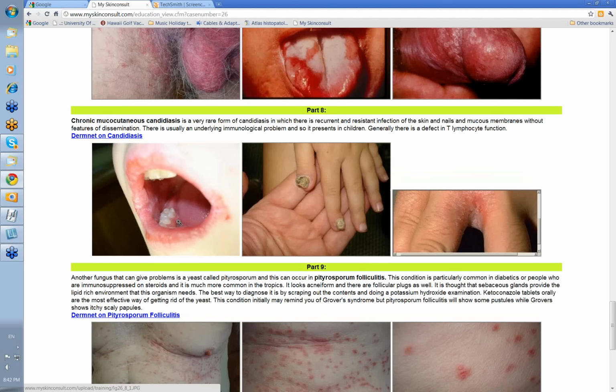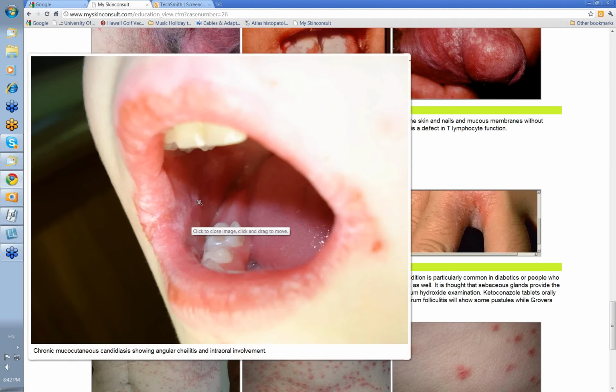There are a couple of rare types of candida as well, and this is chronic mucocutaneous candidiasis. This is a genetic type of candidiasis where this wee girl had no immune response to Candida. Her immune system was perfectly okay for everything else, but she couldn't fight Candida at all. So she presented with this chronic candidiasis in the inside of the mouth and the angular cheilitis here.